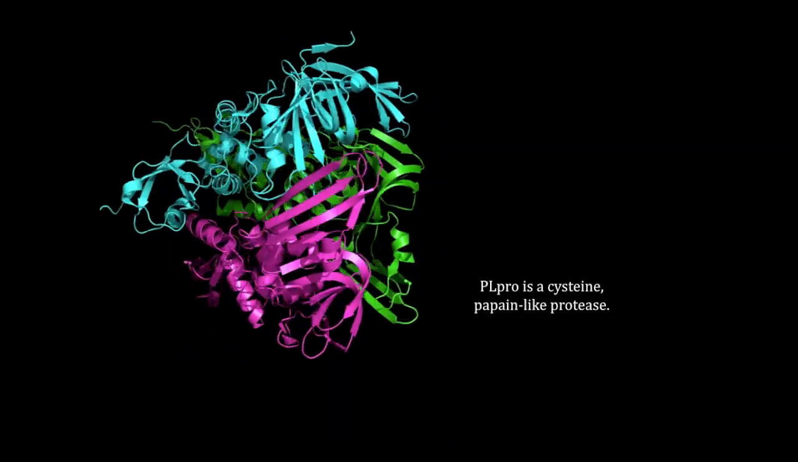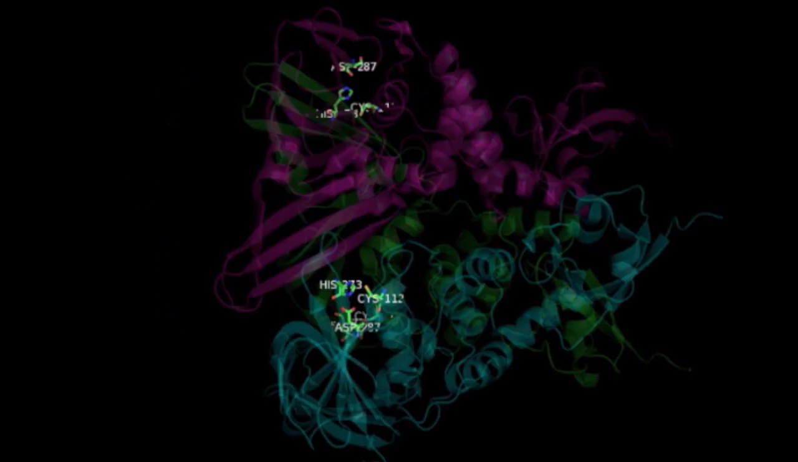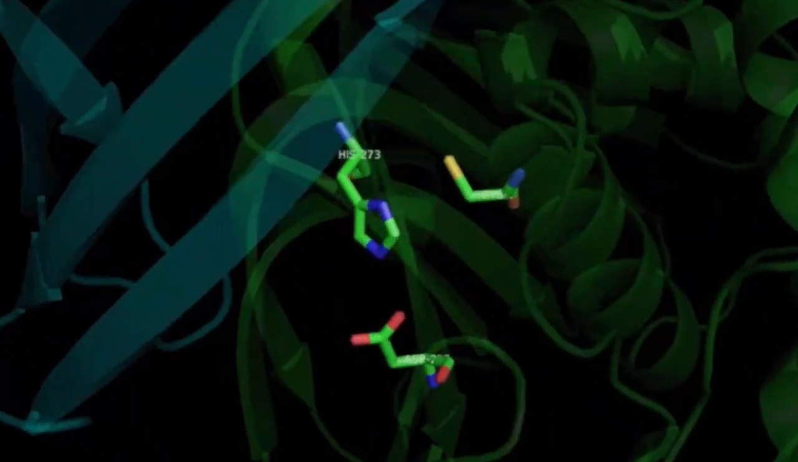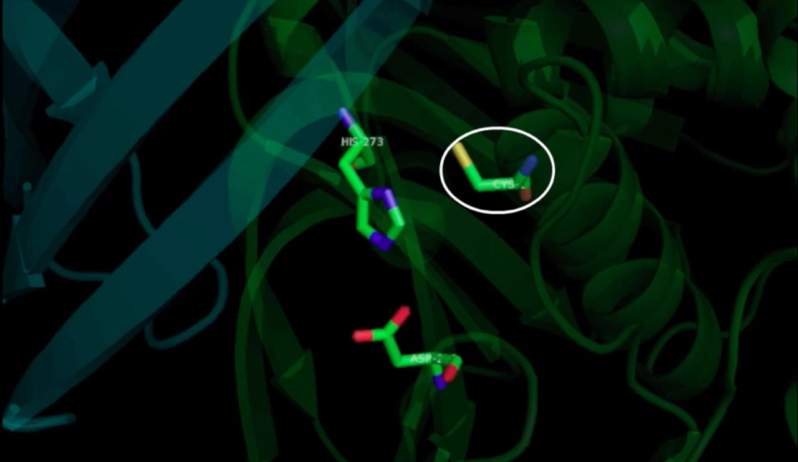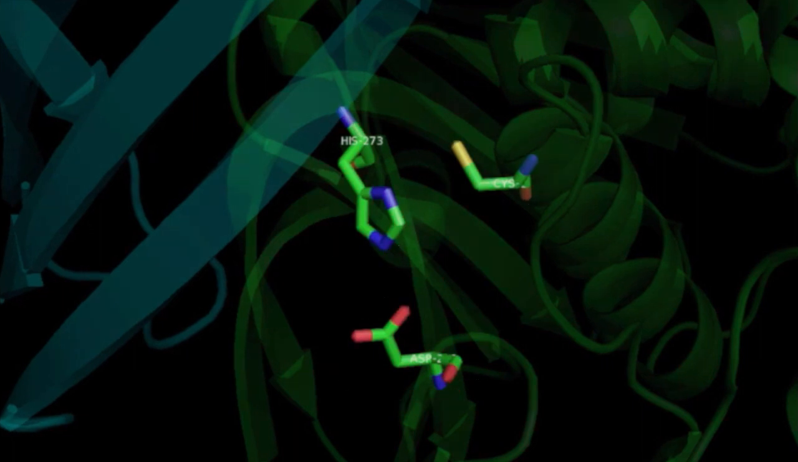PLpro, a necessary component of SARS viral replication, is a cysteine papain-like protease. PLpro's active site consists of a catalytic triad with residues cysteine 112, histidine 273, and aspartate 287. The cysteine thiolate cleaves peptide bonds of substrates.